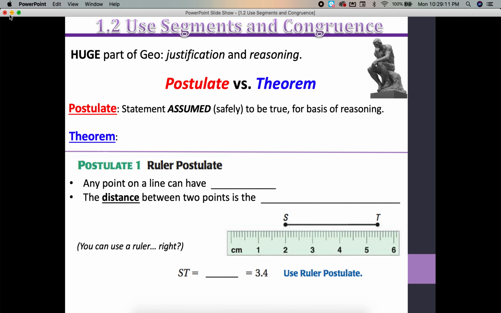We call those things postulates. Postulates are statements that we safely assume to be true for the purpose of using them as the building blocks for our other arguments for justification in the future.